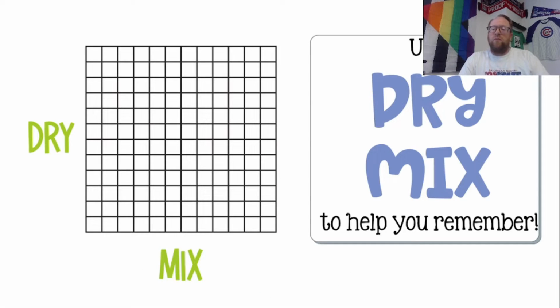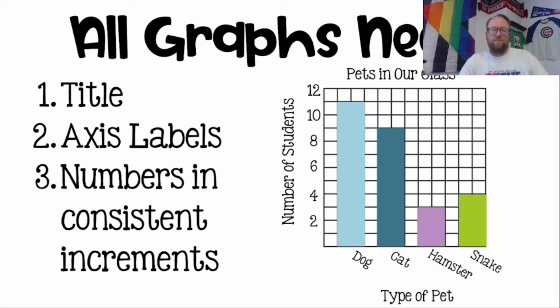You can remember by using DRY MIX. DRY has the Y, that's going to be our dependent variable, that's going to go on our vertical axis. MIX goes on the horizontal axis, that's where our independent variable is going to be placed.